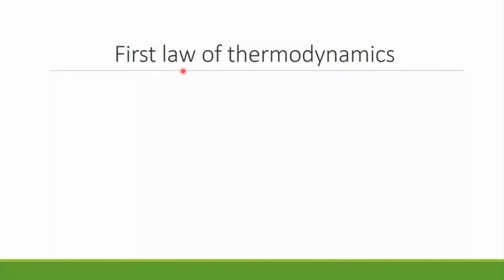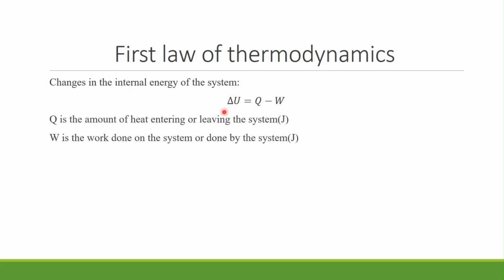According to the first law of thermodynamics, changes in the internal energy of the system when it has transformed from one state to the other is obtained using this relationship. Q is the amount of heat entering or leaving the system, and W is the work done on the system or done by the system. Also, internal energy, heat and work are measured in joules in the above equation. Q minus W represents a change in an intrinsic property of the system, and we call that internal energy.